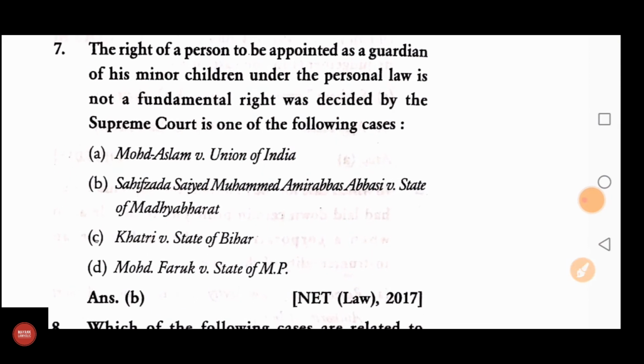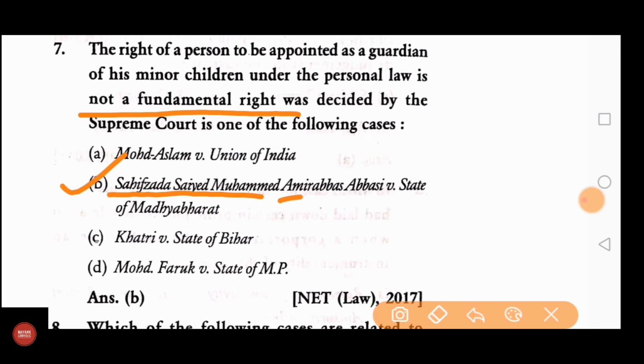Question number 7. The right of a person to be appointed as guardian of his minor children under the personal law is not a fundamental right, was decided by the Supreme Court in one of the following cases. A. Muhammad Aslam vs. Union of India. B. Shifazada Saeed Muhammad Amir Abbas Abbasi vs. State of Madhya Bharat. Option C. Khatri vs. State of Bihar. Option D. Muhammad Farooq vs. State of MP. The correct answer is option B, Shifzada Saeed Muhammad Amir Abbas Abbasi vs. State of Madhya Bharat.